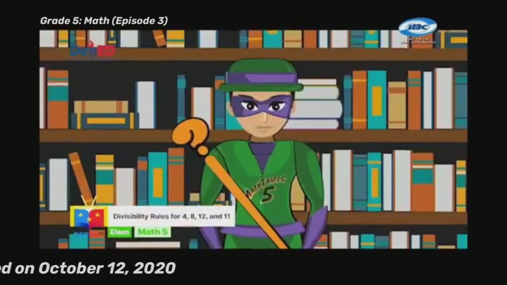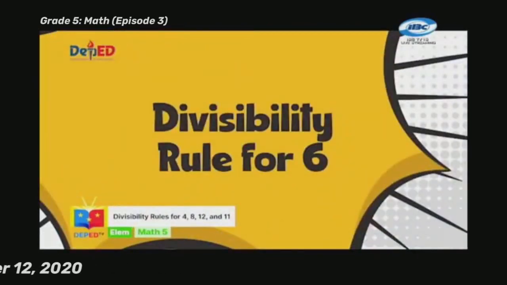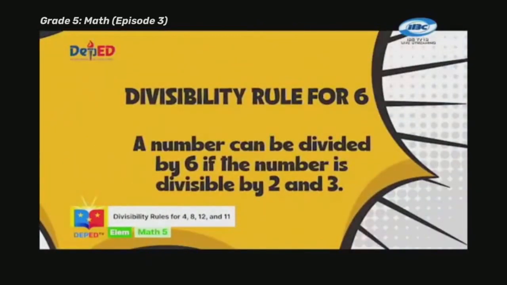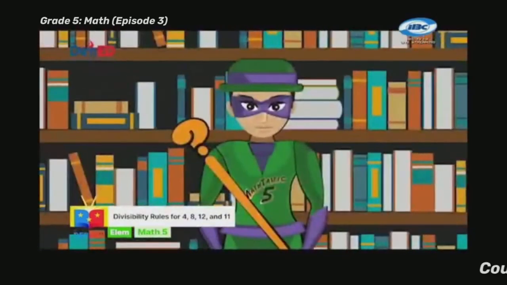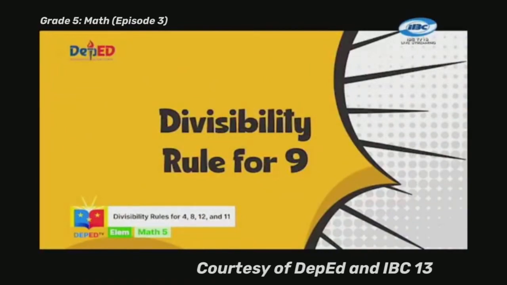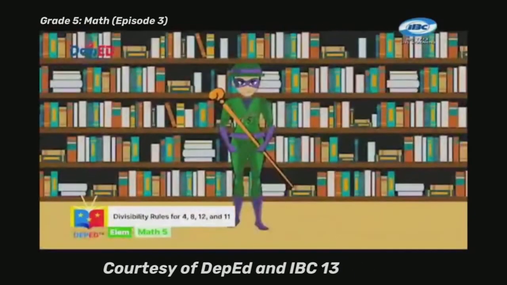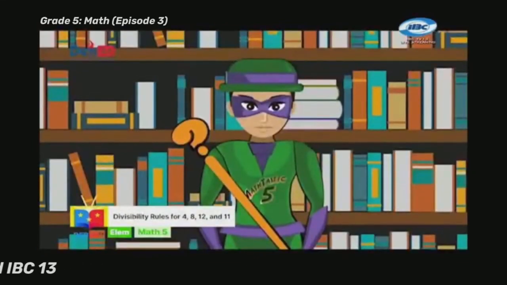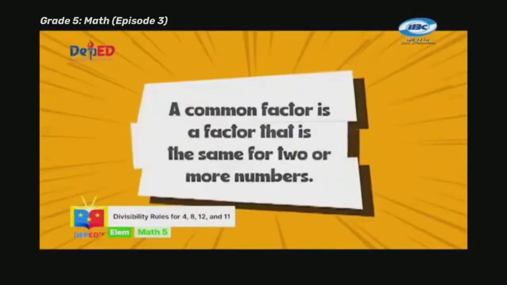You also mastered the divisibility rule for 6. How will you know if a number is divisible by 6? A number is divisible by 6 if the number is divisible by 2 and 3. Therefore, we need to review the divisibility rules for 2 and 3. How about the divisibility rule for 9? How will you know if a number is divisible by 9? A number is divisible by 9 if the sum of the digits of a number is divisible by 9. And finally, what is a common factor? A common factor is a factor that is the same for two or more numbers.